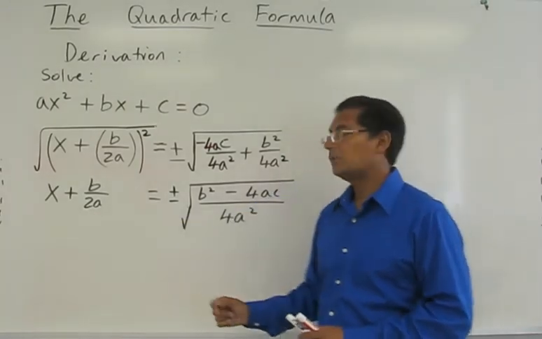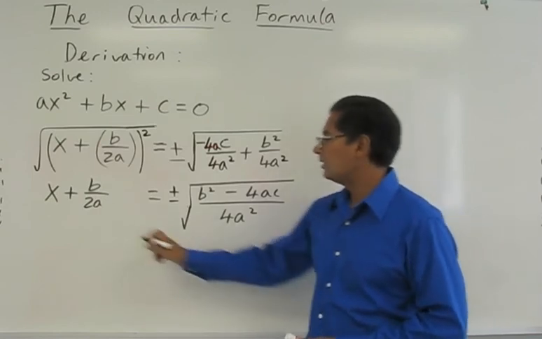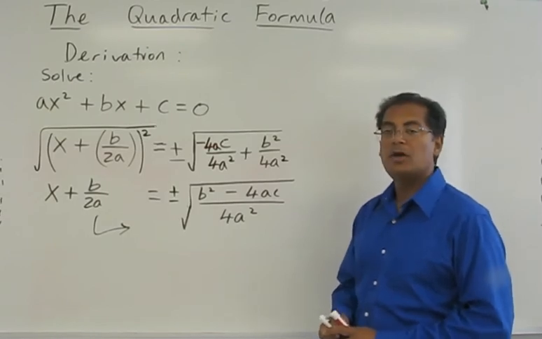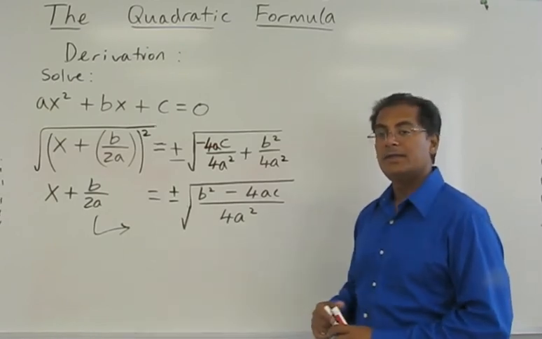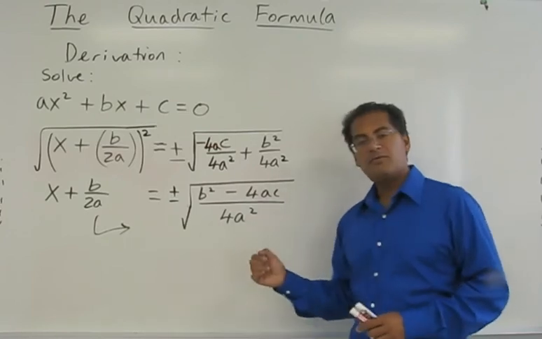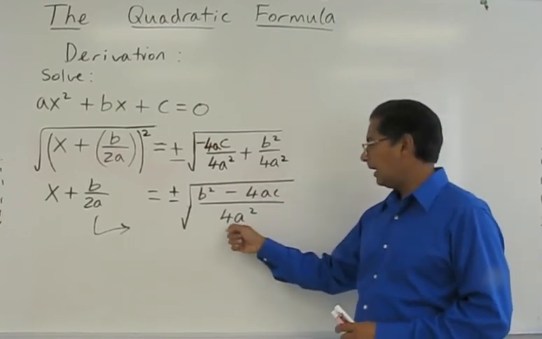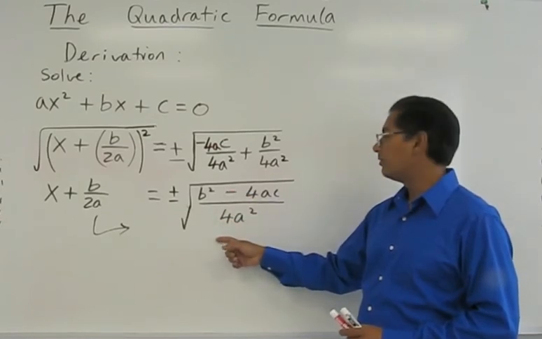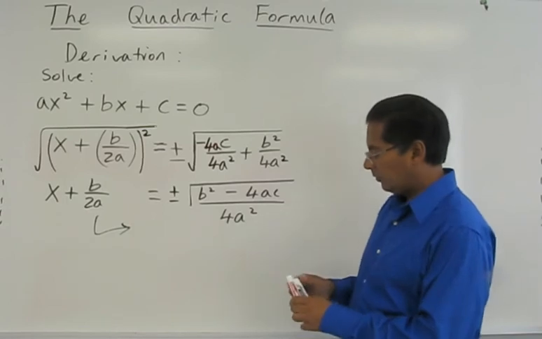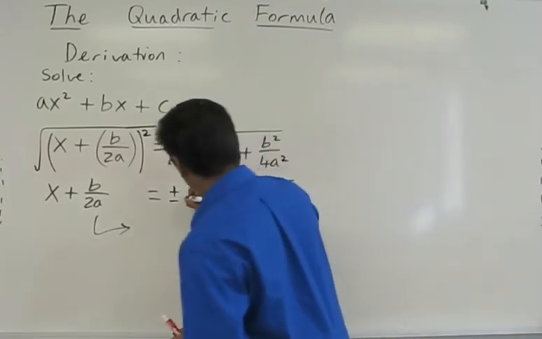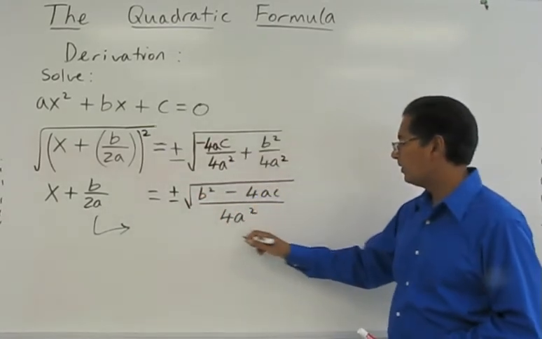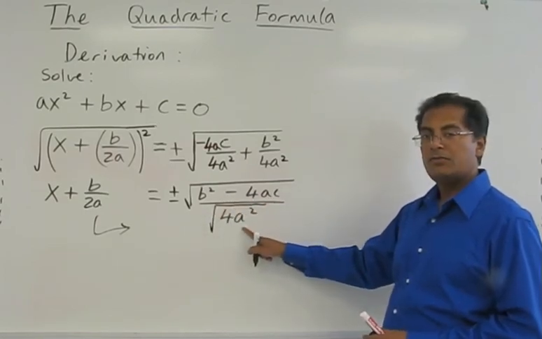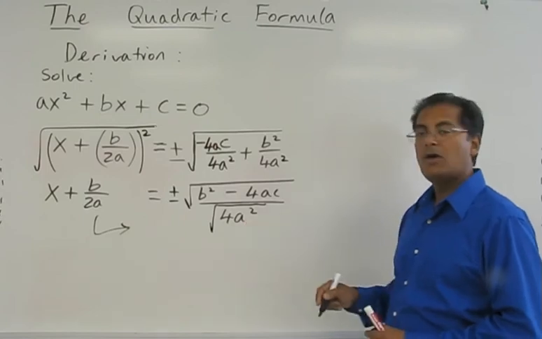So there are two things we're going to do now. The first step is we're going to move this over here by subtracting it from both sides. Subtract b over 2a from both sides. Then we'll have x equal to something. And then also, I'm going to simplify this square root a little bit more. I can square root the bottom. Remember, I could split this square root into two square roots: the square root of the top, the square root of b squared minus 4ac, divided by the square root of 4a squared. So I'm splitting up the square root so I can square root the denominator.